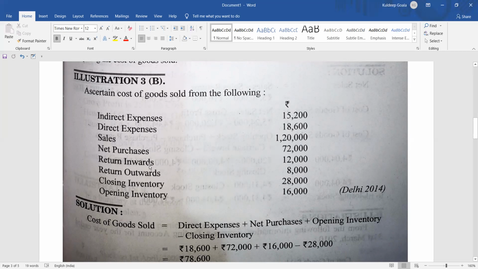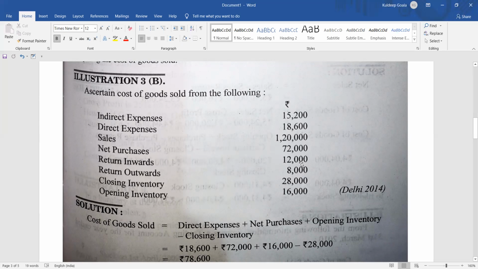Return inward will not come with the purchases. Return inward will come with the sales, because here it is not net. The sales is given as a total of 1,20,000. It is not a net sales. If it was a net sale, you would not have considered return inward. But here you will have to deduct this return inward of 12,000 from 1,20,000 rupees, because it is the total sales and return inward of 12,000 is included in that.